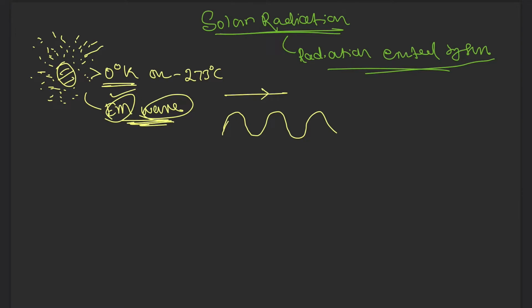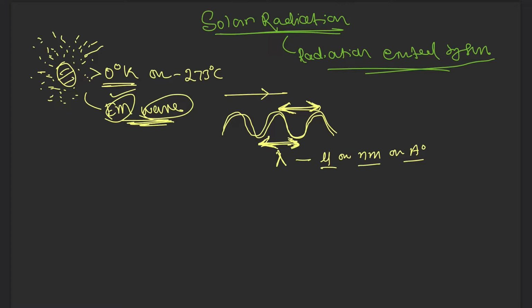And what is wavelength? Wavelength of any radiation is the shortest distance between two consecutive crests or two consecutive troughs, and it is denoted by lambda. The unit of wavelength is micron, nanometer or angstrom.